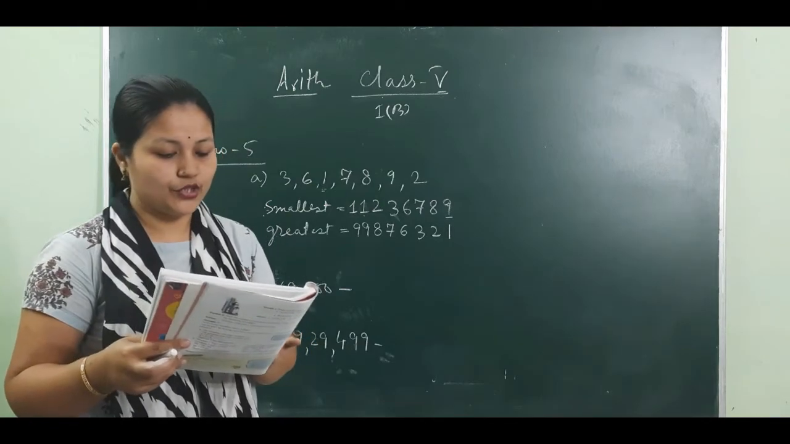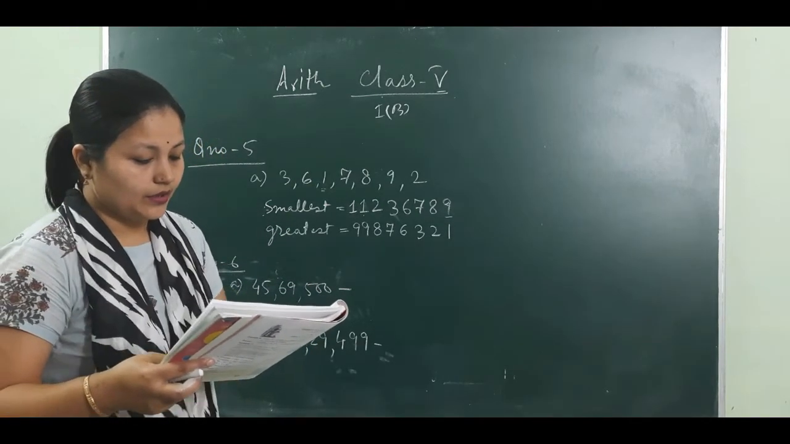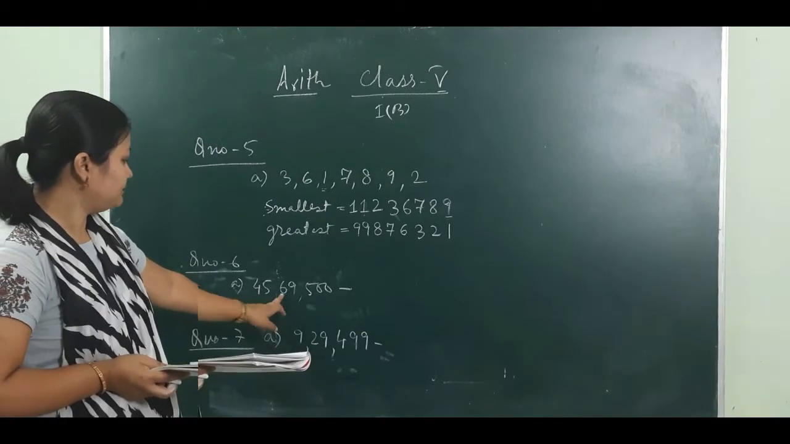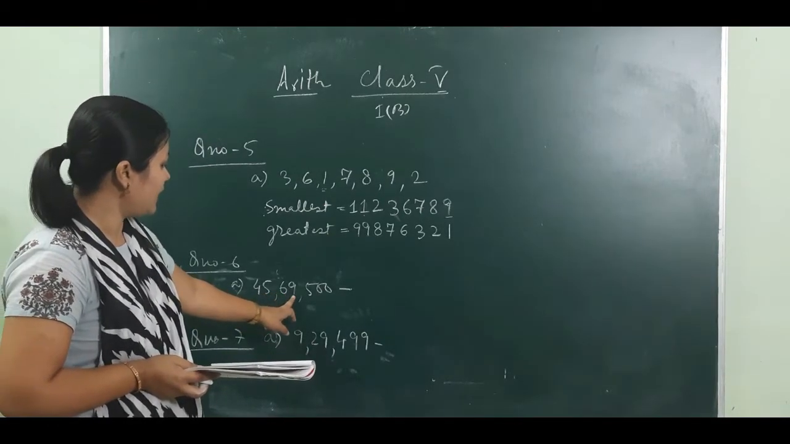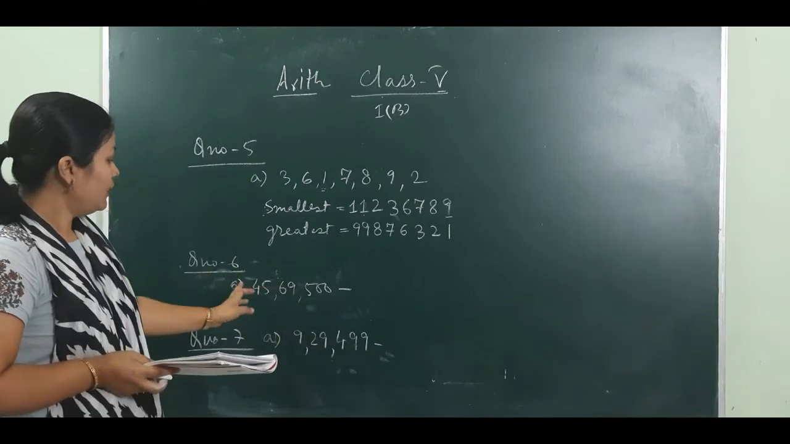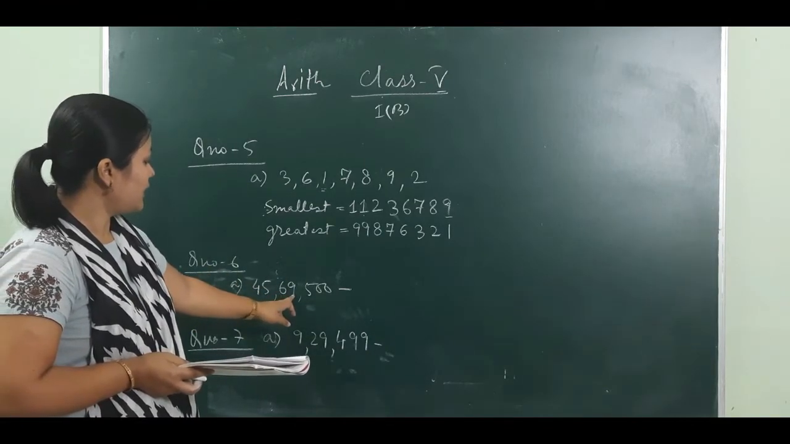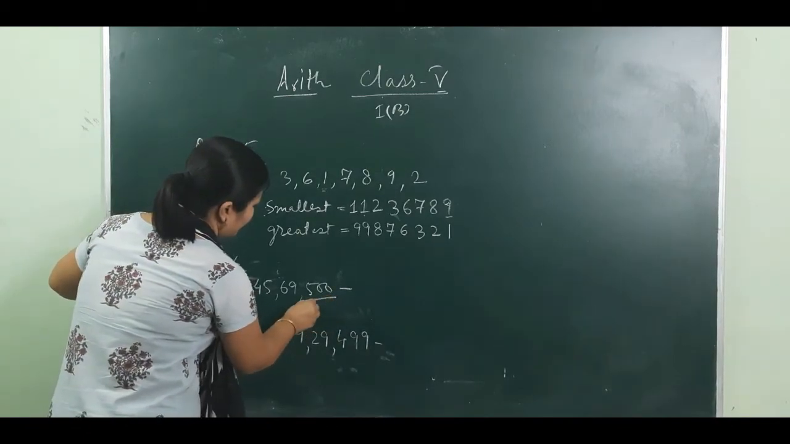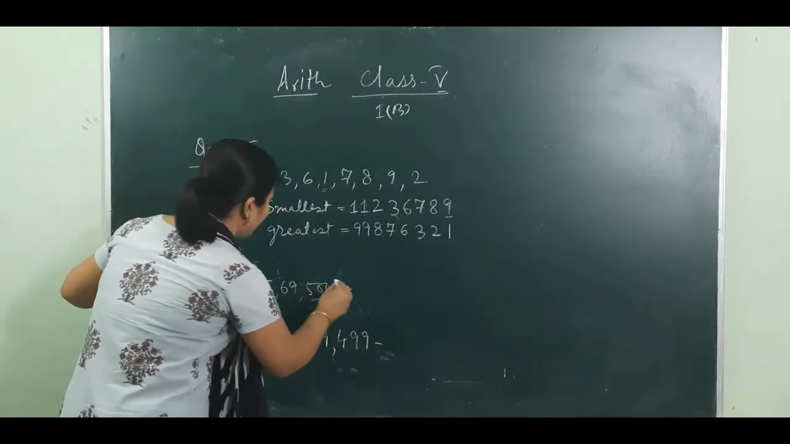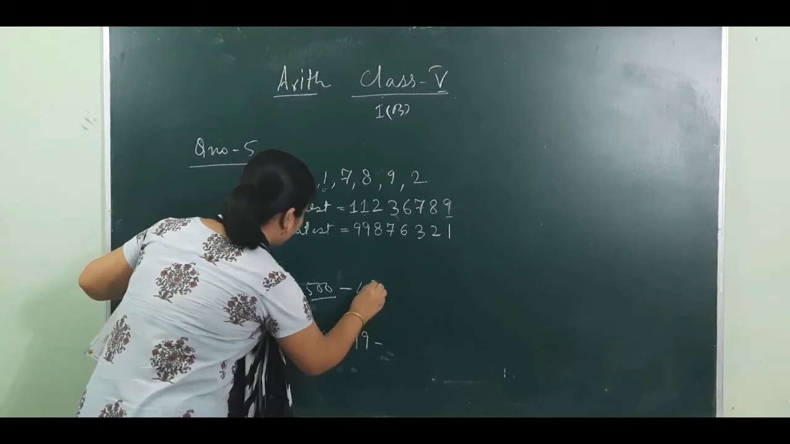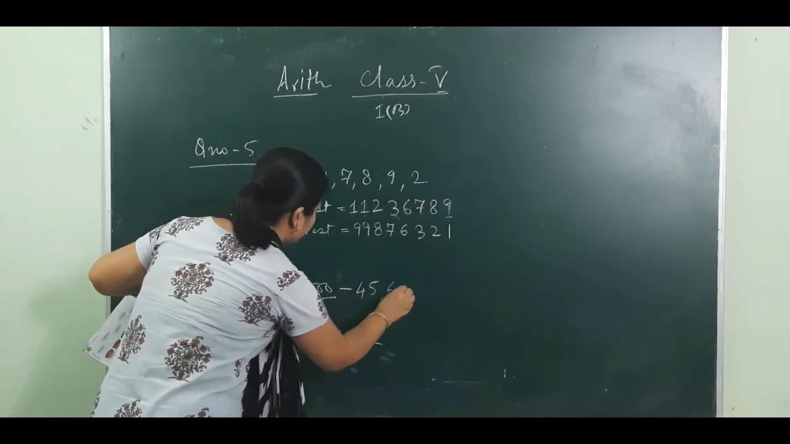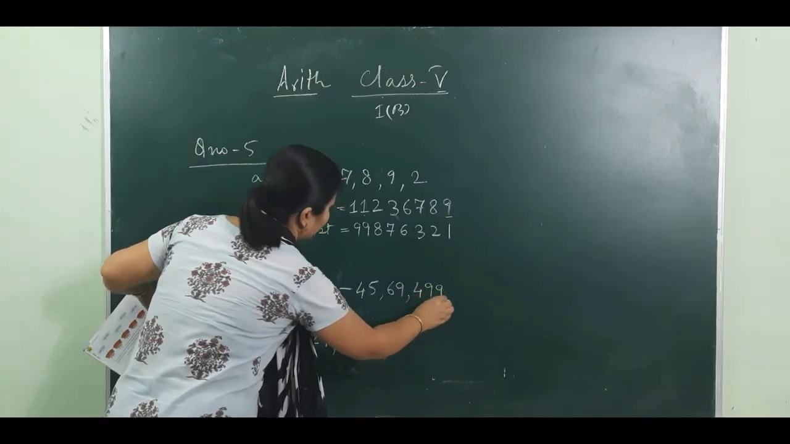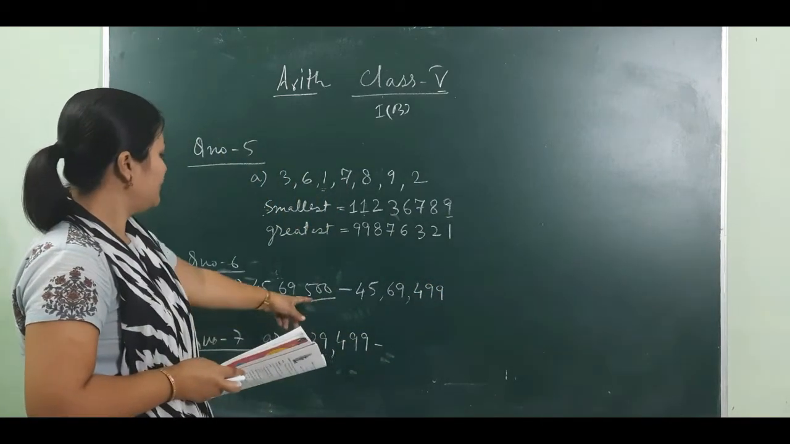And question number 6 is give the number before. So before this number, 45,69,500, what will the number before be? Before 500 is what? The others will remain the same. 45,69,499. So this will be the before number.